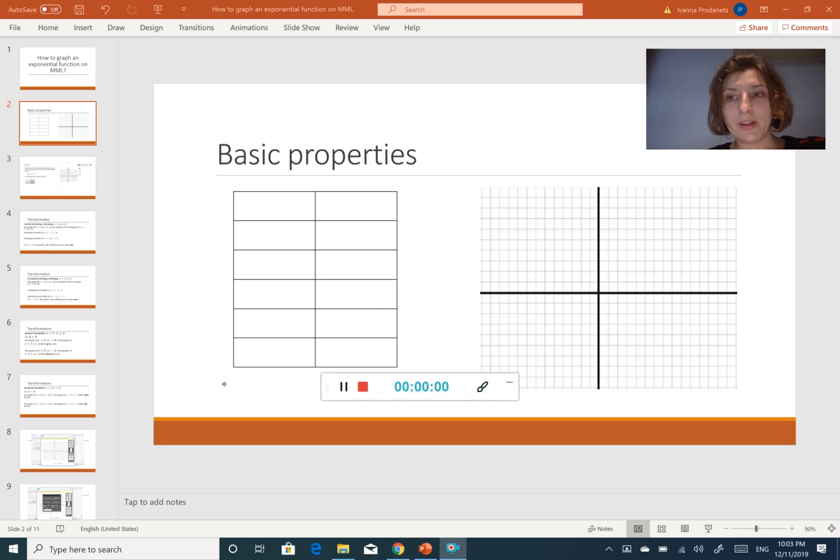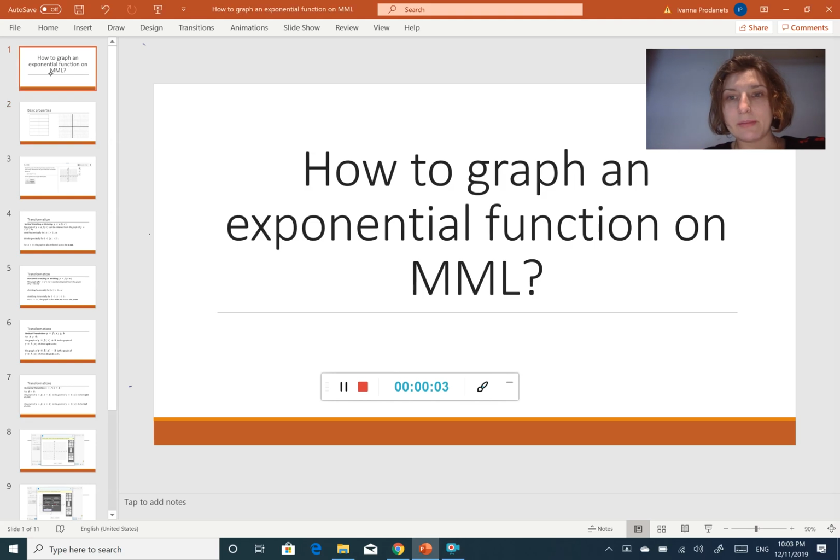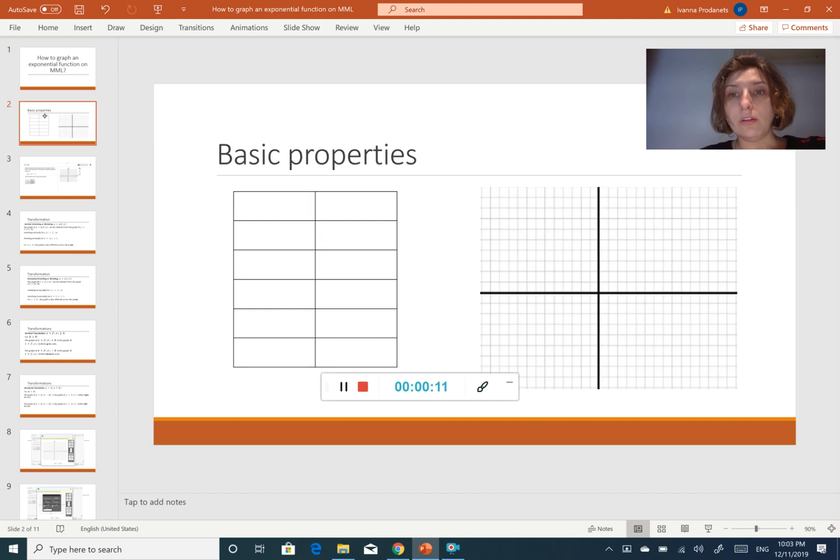Hello everyone. This tutorial is about how to graph exponential functions on mymathlab.com. First of all, let's start with the basic properties of the exponential function. Let's go.